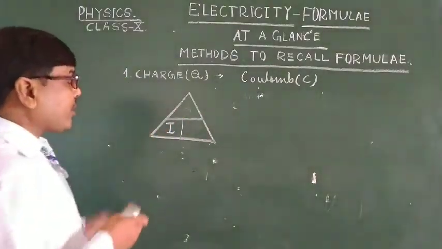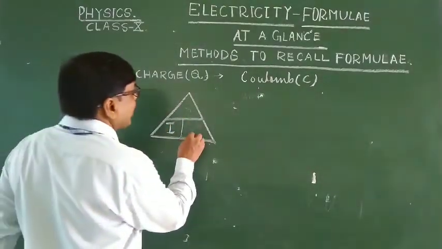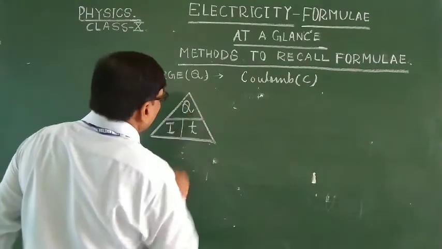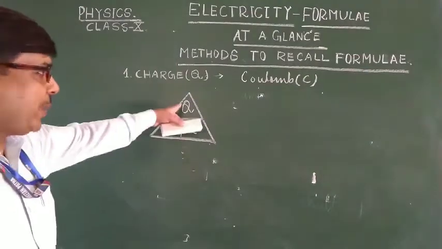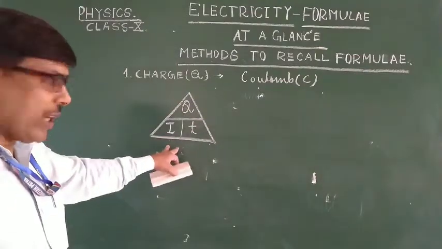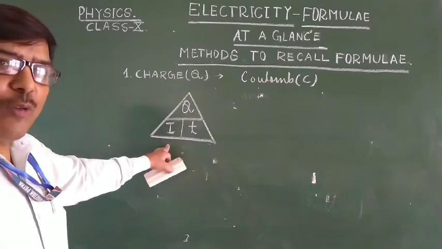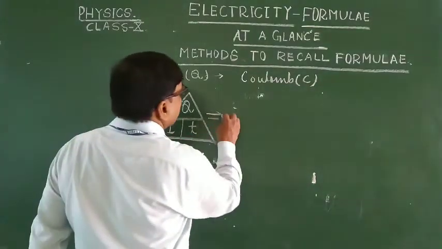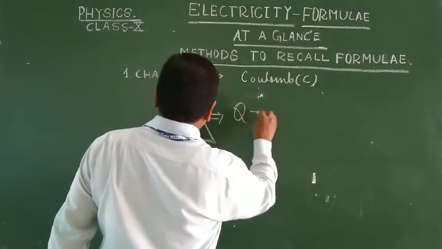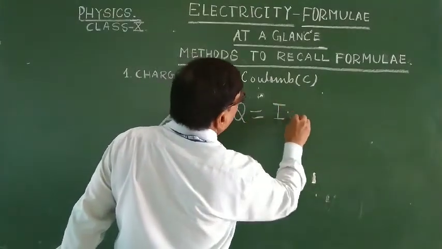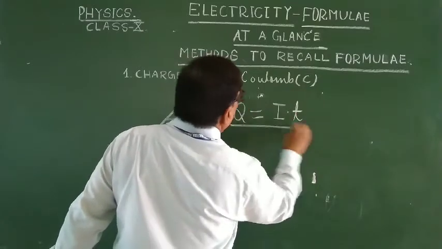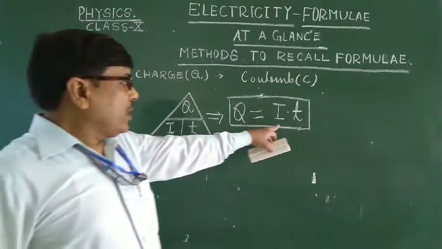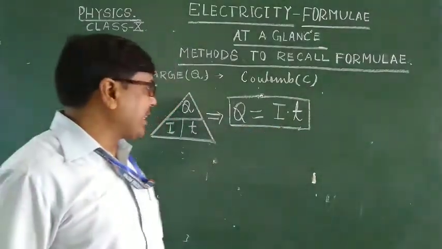Try to draw a triangle: this is current I, this is the time taken T, and this is the charge, with the symbol Q. The charge depends on two terms: the amount of flow of current and the time taken. So charge is equal to the product of I into T. This is the relation between charge, current and time taken.